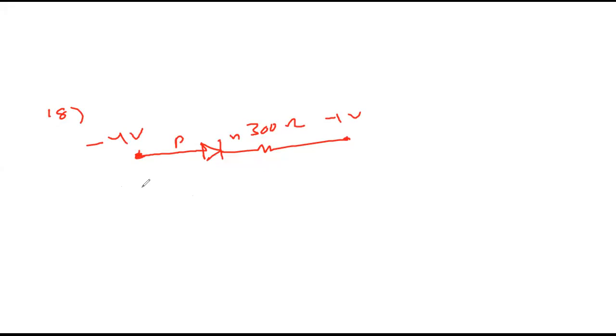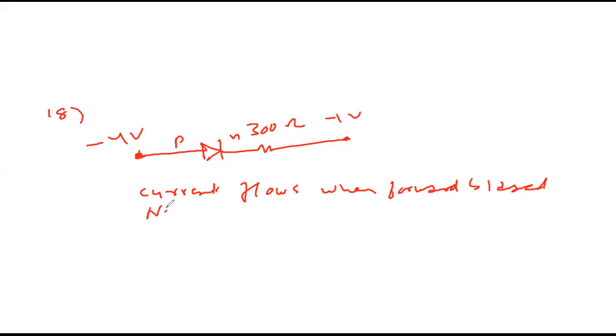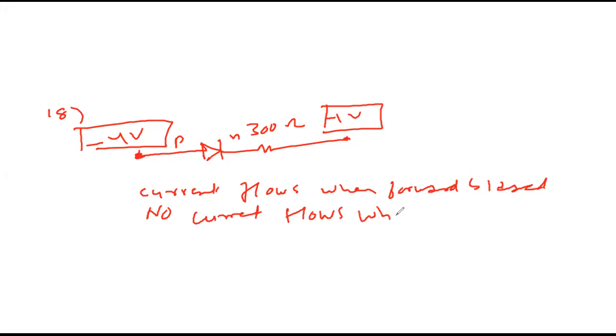Current will flow only when forward biased. Is it forward or reversed? This is minus 4, this is negative, so this is forward? No. The P side is at lower voltage. So that means it is reverse biased. Positive gets connected to low voltage and negative connected to high voltage. That means this circuit is reverse biased.